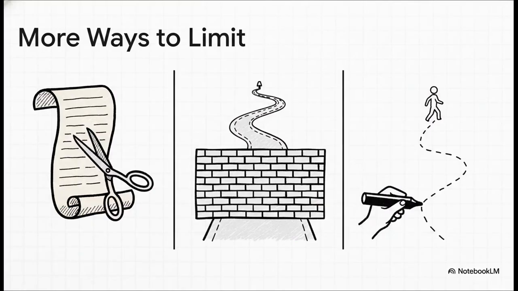To curtail something is to cut it short, like curtailing a long speech. To preclude an action means you make it impossible before it even starts, like a prior commitment might preclude you from going to a party. And to dissuade someone, well, that's when you talk them out of doing something.